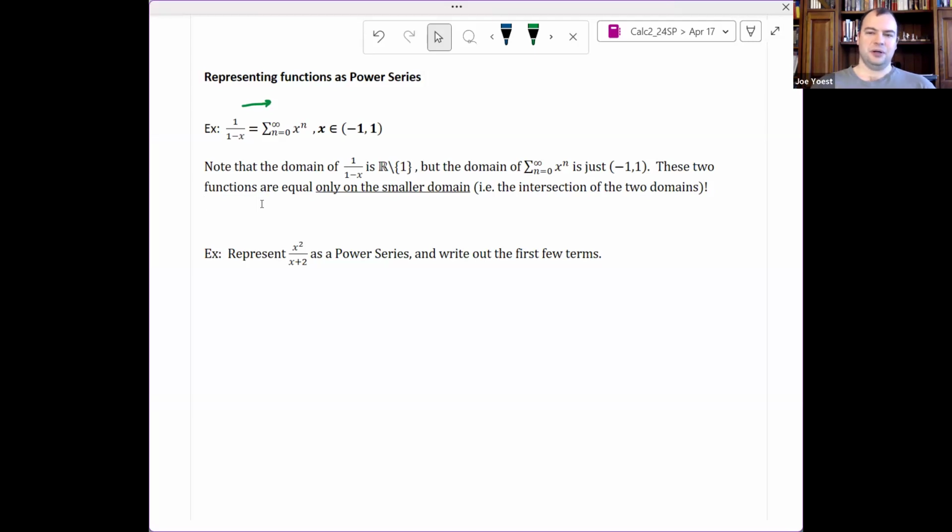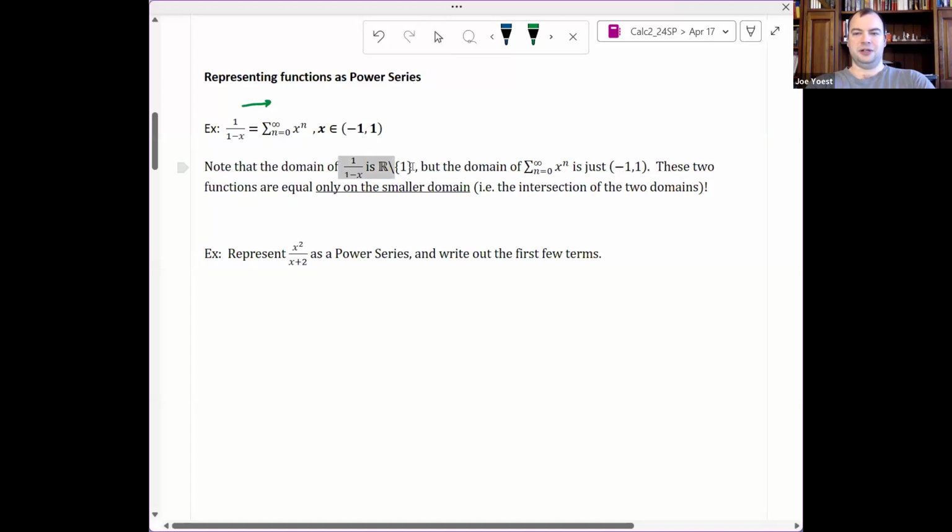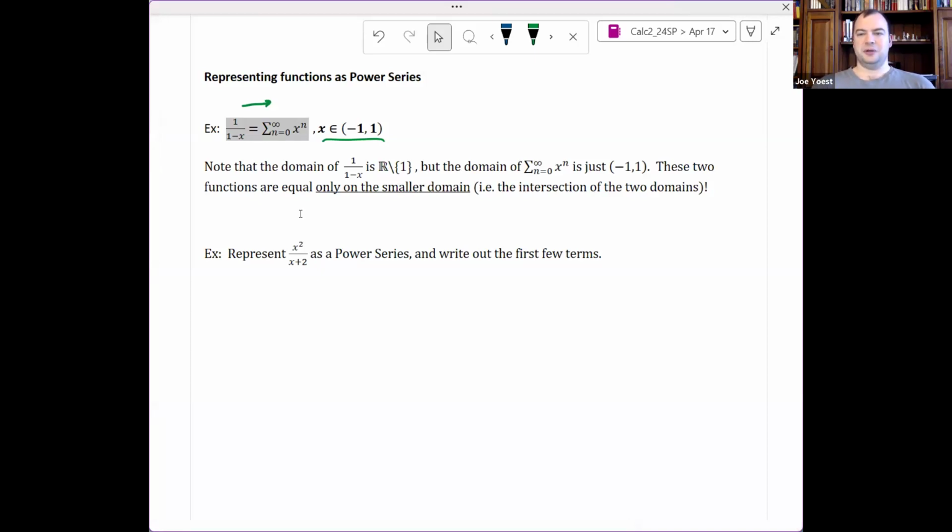Now, there is an important note. If we just look at the function 1 over 1 minus x, its natural domain is all real numbers except 1. But if we look at the power series representation, its domain is just the open interval minus 1 to 1. It doesn't converge outside of that interval. So I really have to be cognizant of the interval of convergence of my power series representation. And I have to note that these two functions aren't equal, period, end of story. They're only equal on this specific interval, open minus 1 to 1.